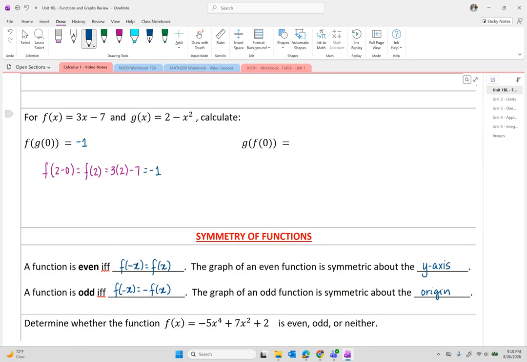g of f of 0, they are asking us to calculate g of f of 0. f of 0 is 3 times 0 minus 7. So this is g of negative 7, and g of negative 7 is 2 minus negative 7 squared, which is 2 minus 49, and that is equal to negative 47.